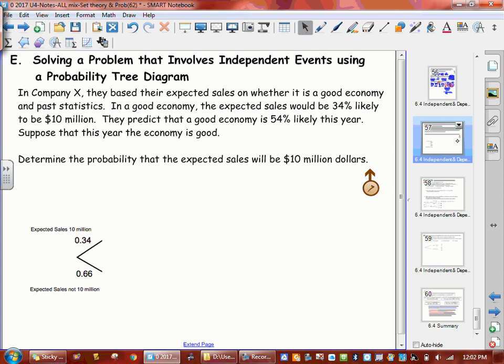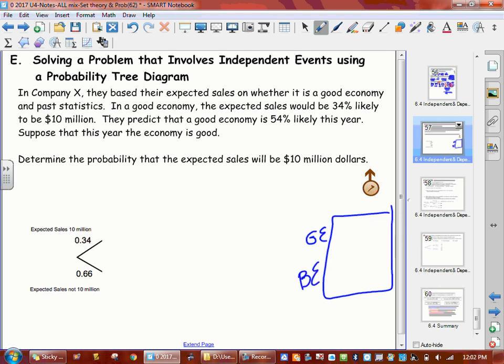Okay, our last section is we can set up those same types of charts like we just did, for example, with the pass and the fail. Success and failure for each. I could do the exact same thing here for this next example, and I could set it up as good economy, bad economy. So we would technically probably set it up like this. Good economy, bad economy, sales of 10 million, and here is not 10 million. So you could set it up that way.